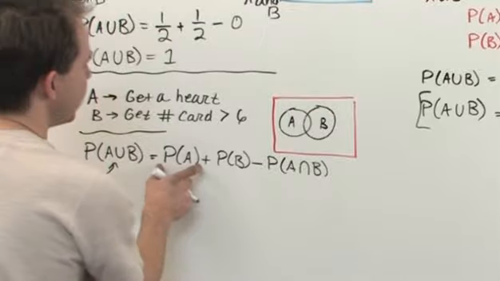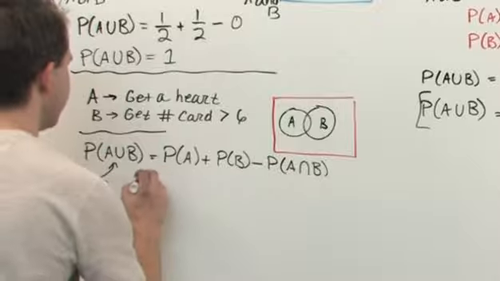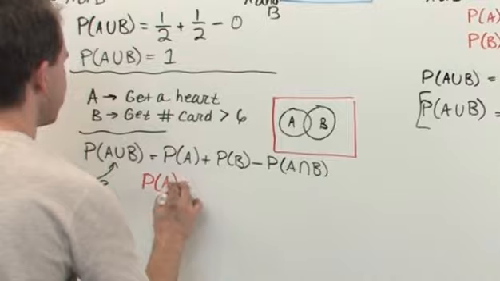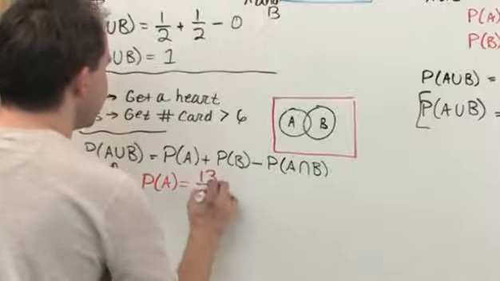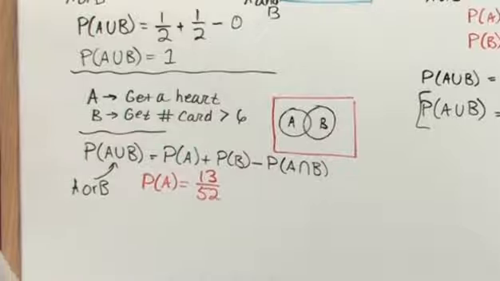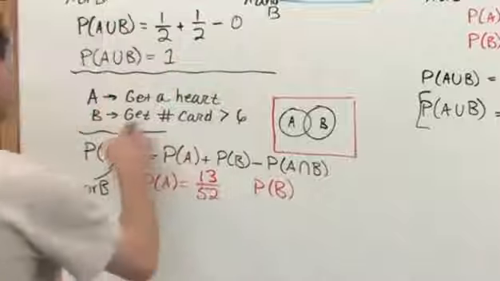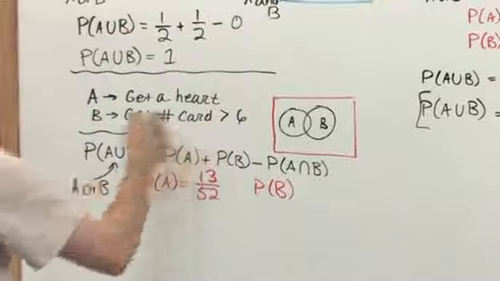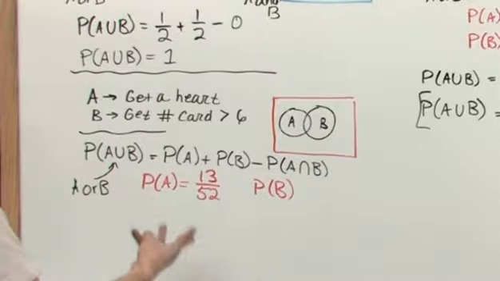So we have to calculate the value of A, the value of B, and the intersection here. So let's do that. What would be the probability of A? The probability of event A is pulling a heart from the deck. So how many hearts are in a deck of cards? There are 13 hearts in a deck of cards out of 52. So it's 13 out of 52. What is the probability of event B happening? Event B is getting a number card greater than 6. That means I can pull a 7, an 8, a 9, or a 10.